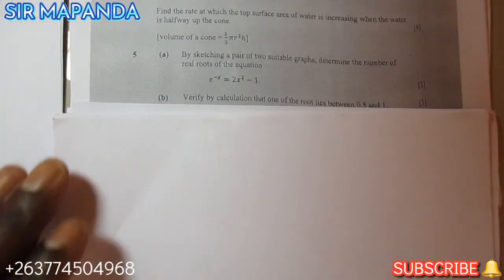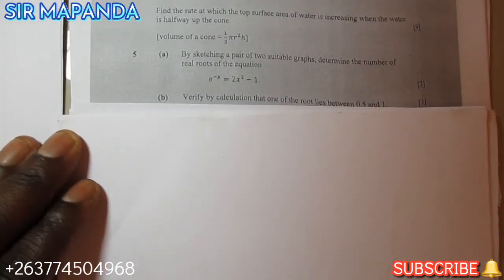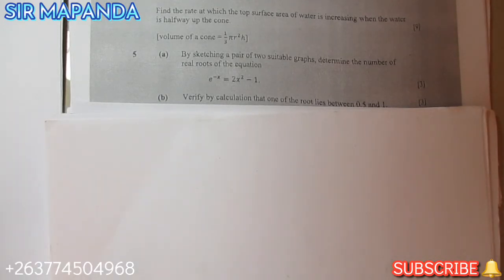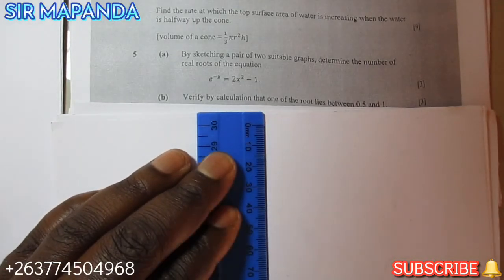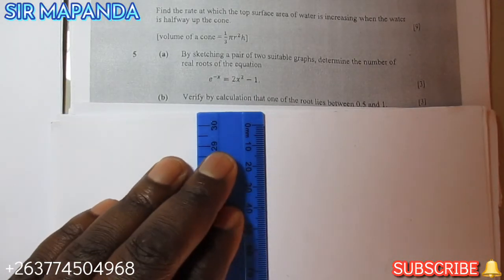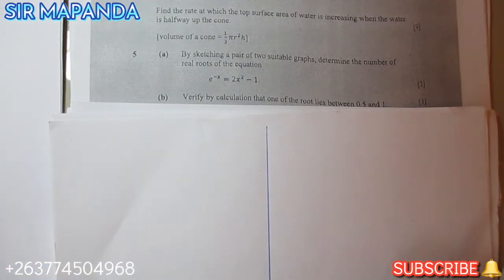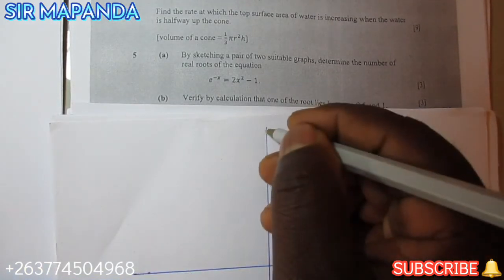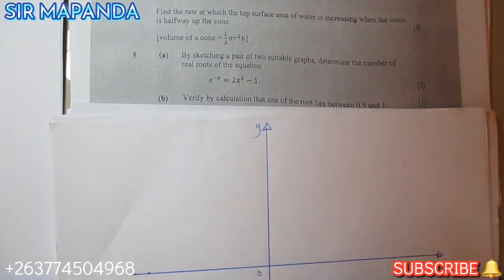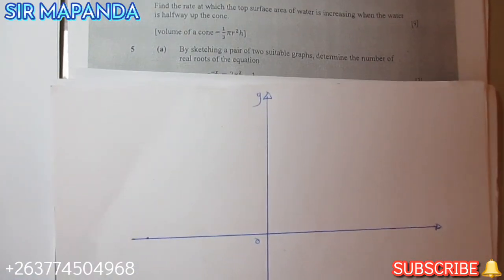Right, we are now on question number 5. It reads, by sketching a pair of 2 possible graphs, determine the number of real roots of e to the power of minus x is equal to 2x squared minus 1. So let us draw our y-axis as well as our x-axis, something like this. I hope you are following.